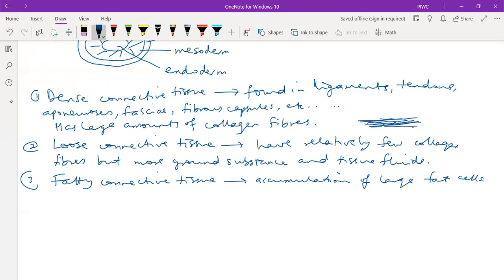So let's now look at the constituent elements of connective tissue.